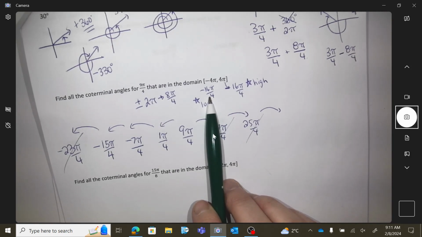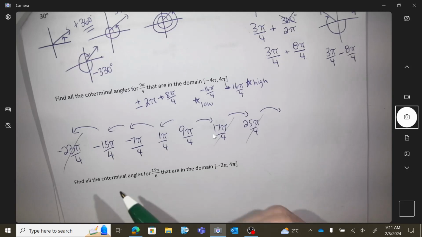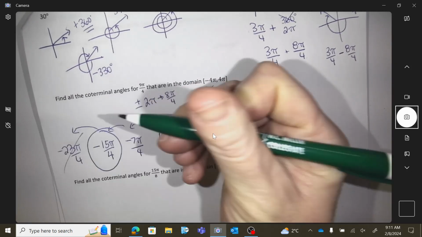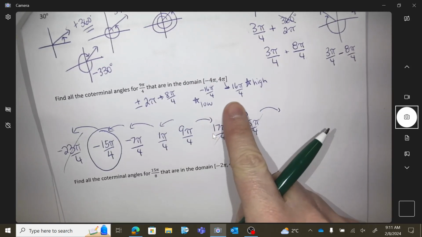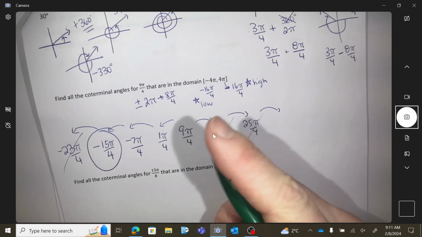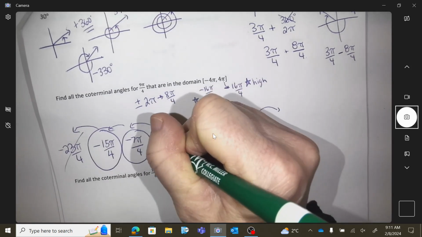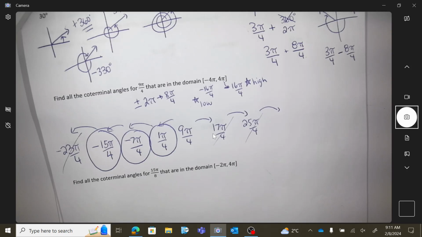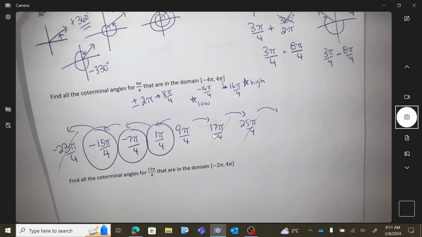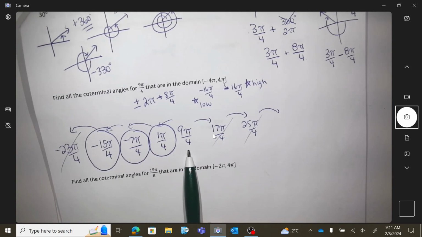Okay, so which ones did I do that worked? This one is good. It's inside that. This one is good. And this one is good. So there's my 3 answers. This one is not an answer because it was just the original question. So I wanted a different angle than it.